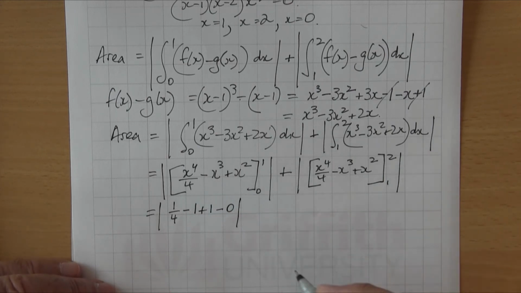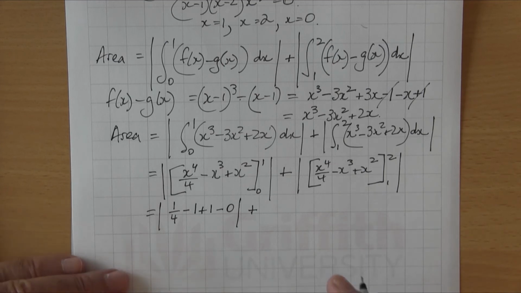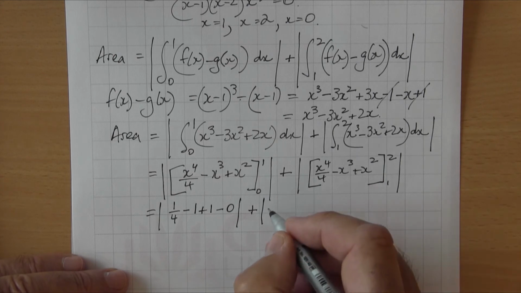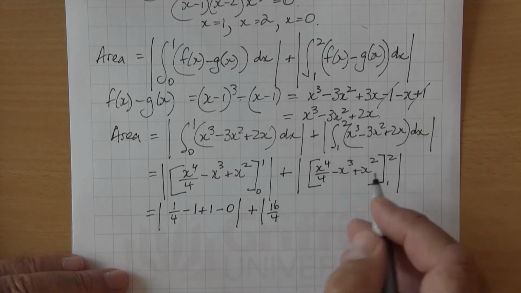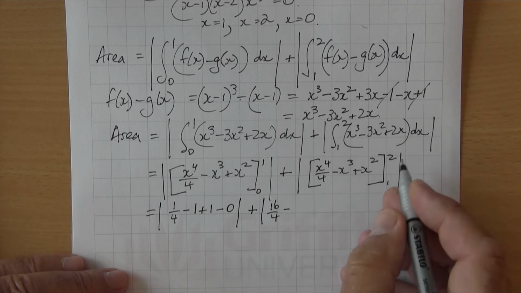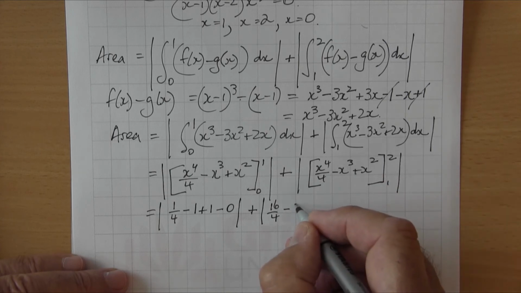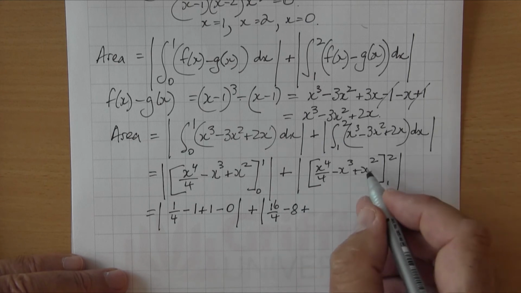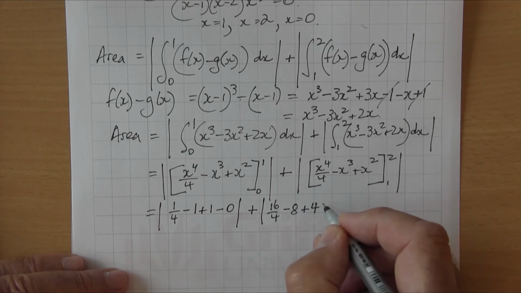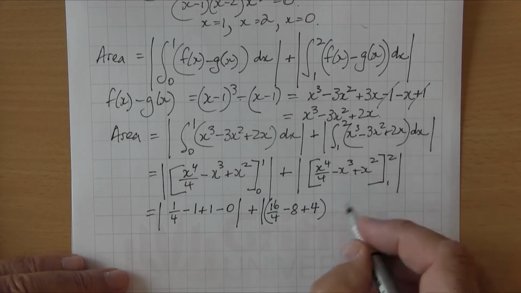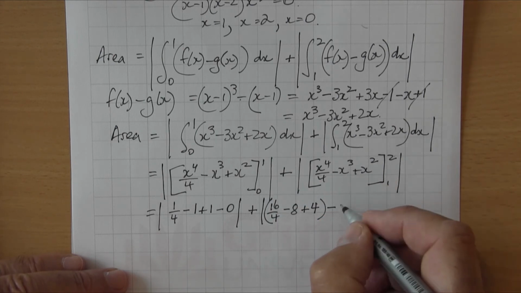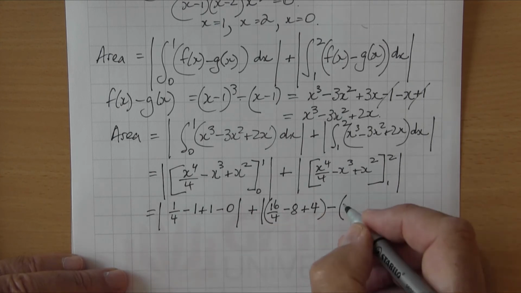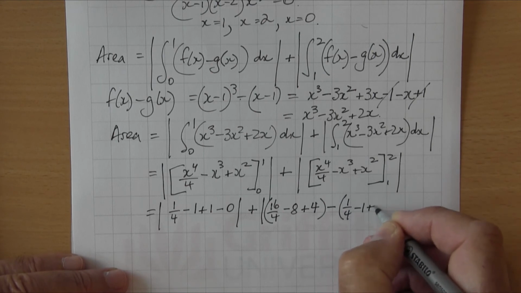to 0. Plus. Okay, we've got to put the 2 value in here first. So it'll be 2 to the power of 4, which is 16 over 4, minus 2 to the power of 3, which is 8, and then plus 2 to the power of 2, which is equal to 4. So I've put in the 2 value, minus, and now I've got to put in the 1 value. Now the 1 value I've already put in up here, which is just equal to 1/4 minus 1 plus 1.